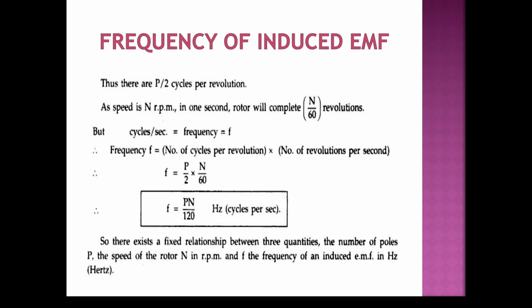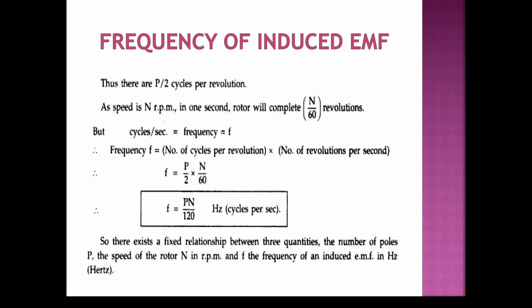But what is frequency? Frequency is nothing but cycles per second. So I am writing the equation of frequency as the number of cycles per revolution into the number of revolutions per second. Revolution gets cancelled. The number of cycles per revolution is P by 2 and the number of revolutions per second is N by 60. Combining these two, F becomes equal to PN by 120 cycles per second or hertz. These are the units of frequency, either hertz or cycles per second.